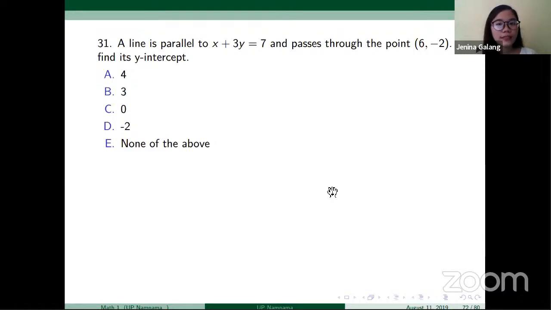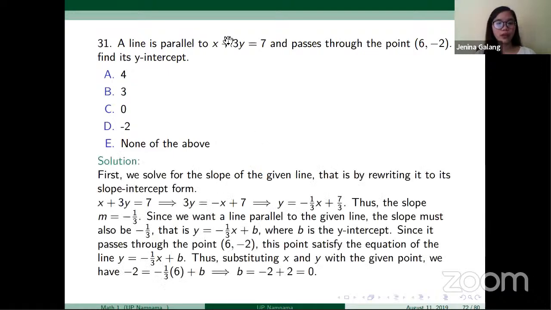So next, a line is parallel to x plus 3y equals 7 and passes through the point (6, negative 2). Find its y-intercept. So, para malaman natin yung slope ng line na to or equation na to, we can rewrite this into its slope-intercept form.